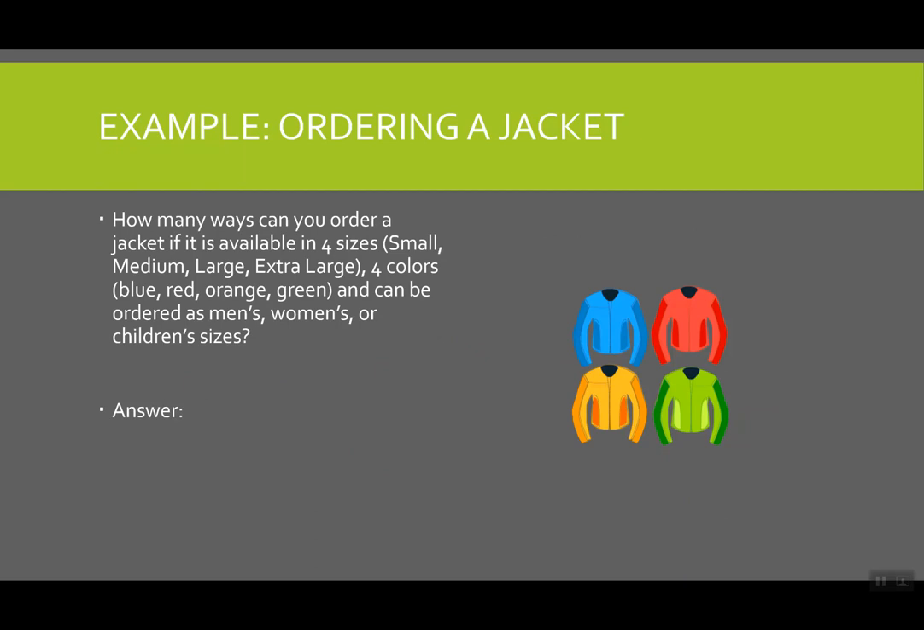Let's do the same thing and switch to jackets. So how many ways could you order a jacket if it's available in 4 sizes, so small, medium, large, and extra large, 4 colors, blue, red, orange, or green, and then could be ordered as either a man's, a woman's, or a child's size? So again, we have to look at what are the things that we're putting together. First we have to pick a size. We have 4 choices. Then we pick a color. We have 4 choices. And then we have to pick if we're ordering a man's, a woman's, or a child's. That's 3. So here I multiply 4 times 4 times 3, and it says there are 48 different ways to order the jacket.